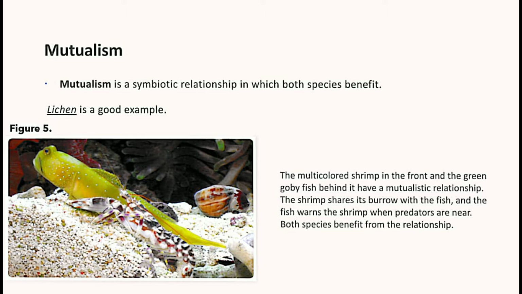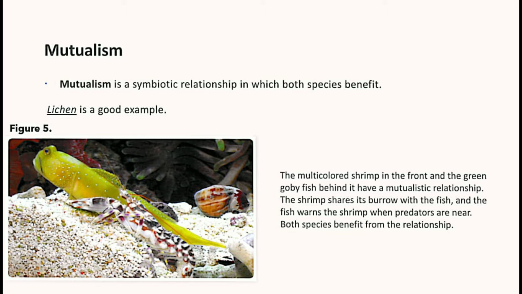Another example involves the goby fish and shrimp. You can see this in figure 5. As you can see in figure 5, the blind shrimp and the fish spend most of their time together. The shrimp maintains a burrow in the sand in which both the goby and the shrimp live. When a predator comes near, the fish touches the shrimp with its tail as a warning.